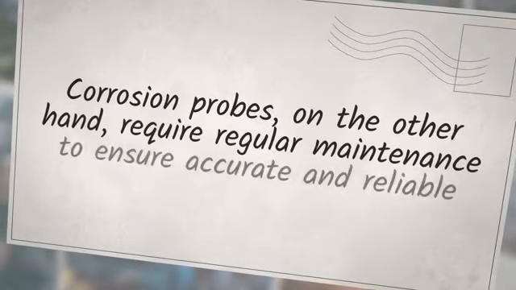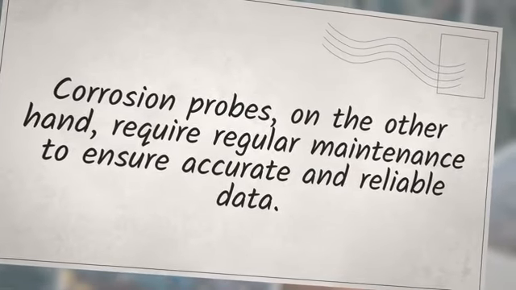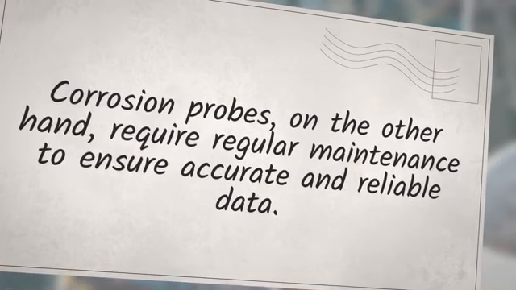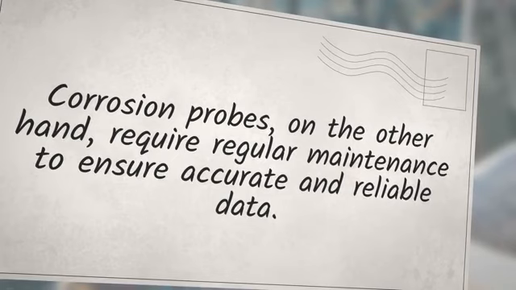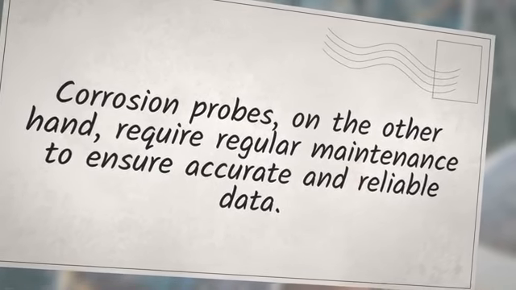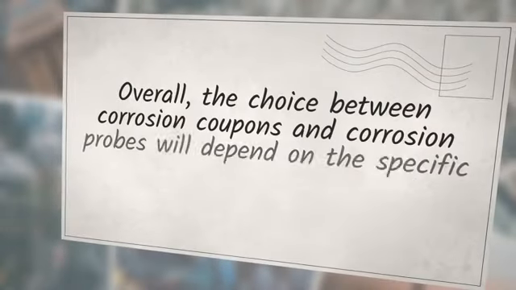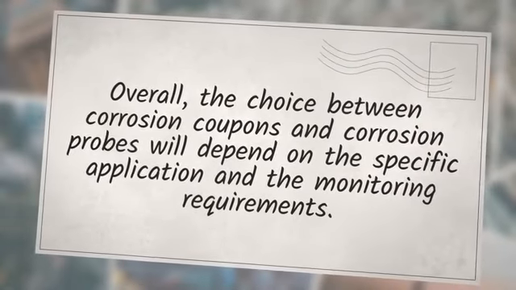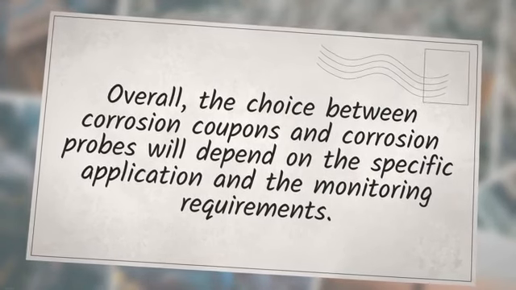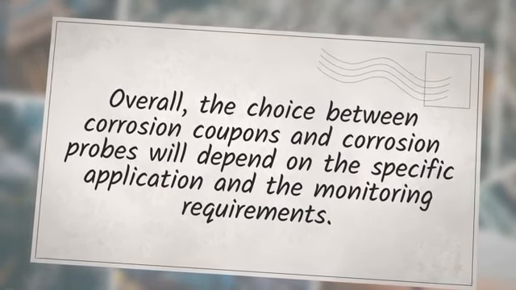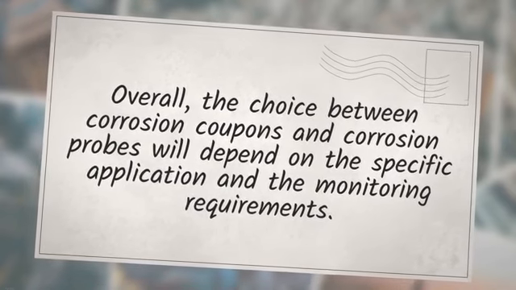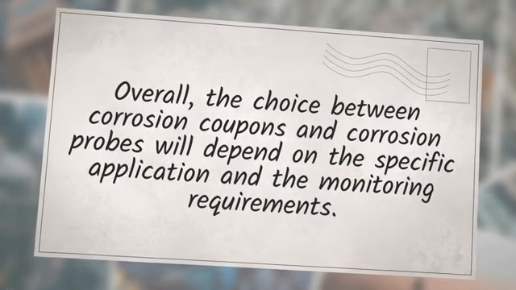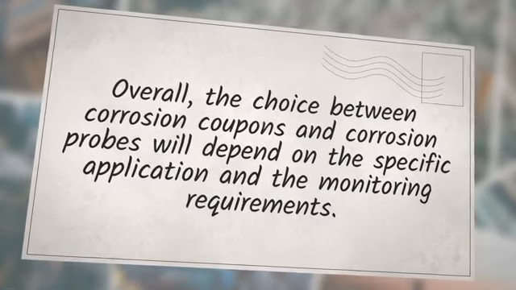Maintenance. Corrosion coupons require minimal maintenance, as they are typically removed from the system and replaced after a specific period of time. Corrosion probes, on the other hand, require regular maintenance to ensure accurate and reliable data. Overall, the choice between corrosion coupons and corrosion probes will depend on the specific application and the monitoring requirements. Corrosion coupons are a cost-effective way to monitor corrosion rates over a short period of time, while corrosion probes provide continuous monitoring and real-time data.